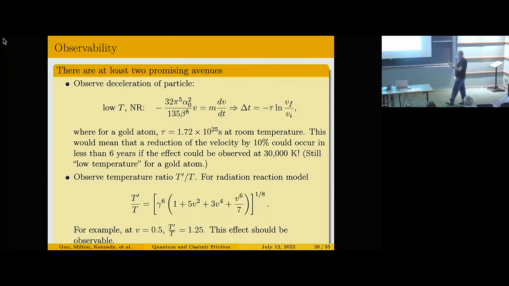You just have to get this atom going. This would seem like a viable way to look for quantum friction in the vacuum. And I think that's where I'll stop because I've run out of time. We've got all sorts of new things that we're starting to explore, but maybe I'll just stop here.